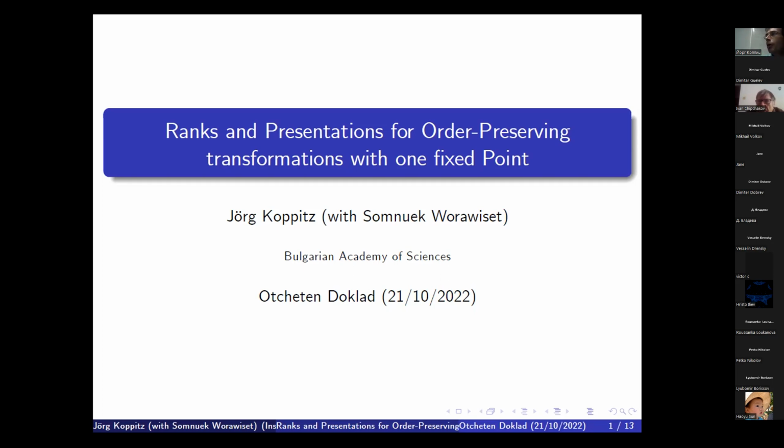A classical problem in semigroup theory, especially considering transformation semigroups, is to determine the ranks of a semigroup or to find presentations for semigroups. That we have done for a particular semigroup of order-preserving transformations. This is joint work with a mathematician from Thailand, and the results will be published, since the paper was accepted just yesterday.